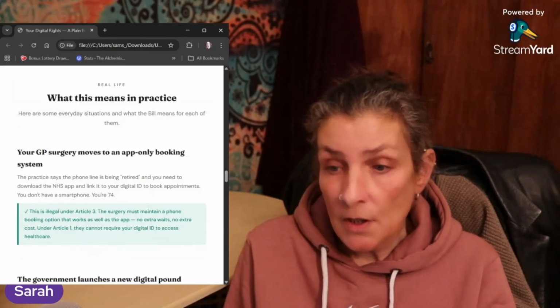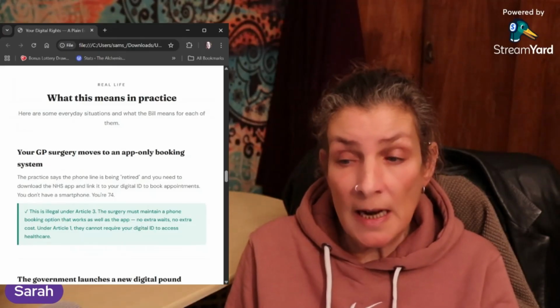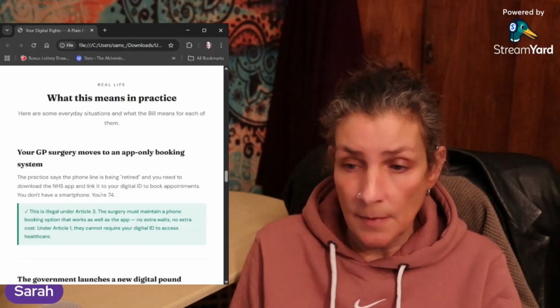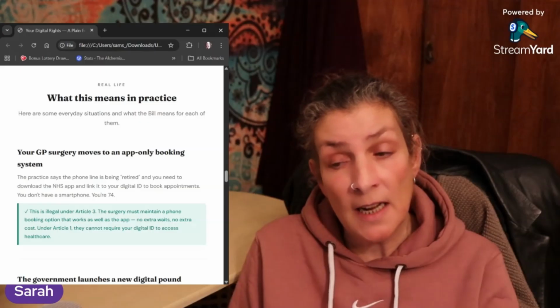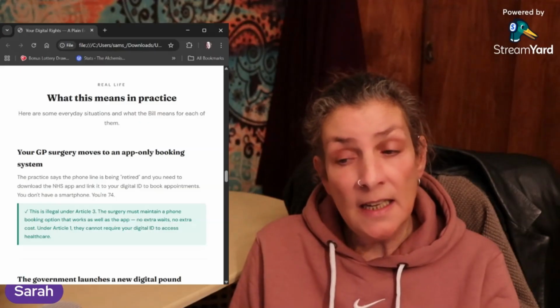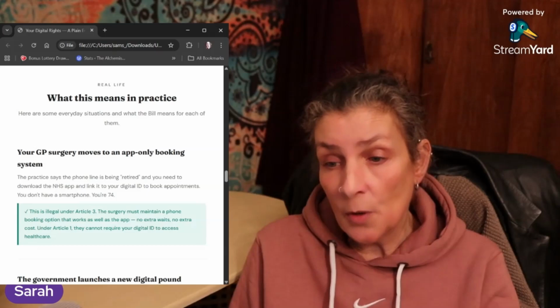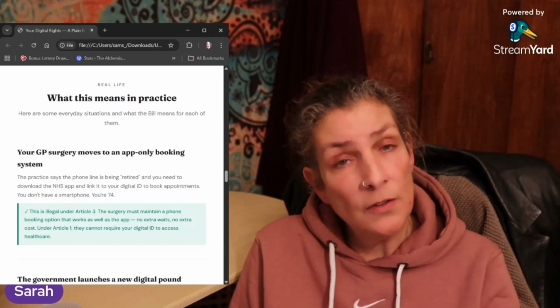So, your GP surgery moves to an app-only booking system. The practice says the phone line is being retired and you need to download the National Health Service app and link it to your digital ID to book appointments. You don't have a smartphone, you're 74.